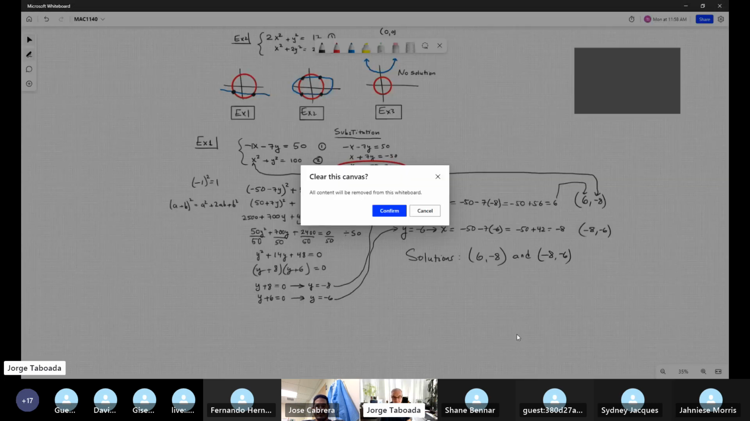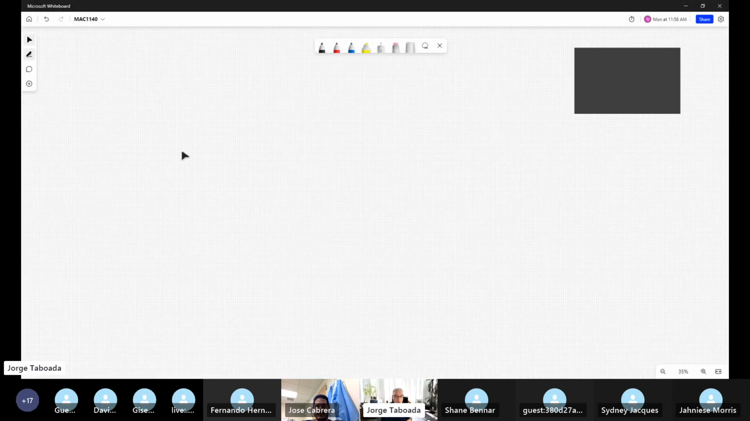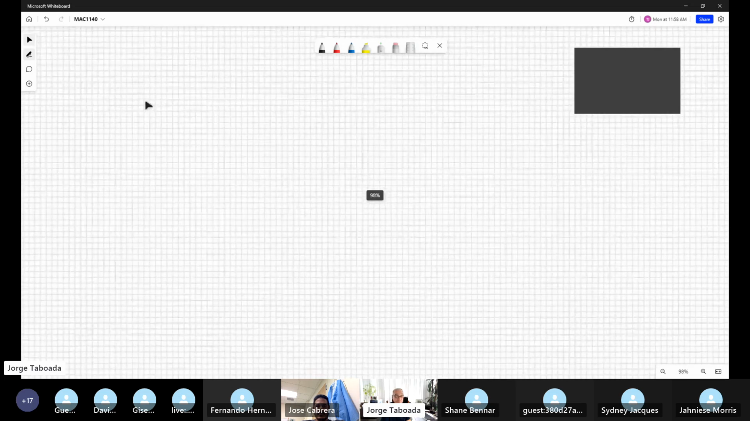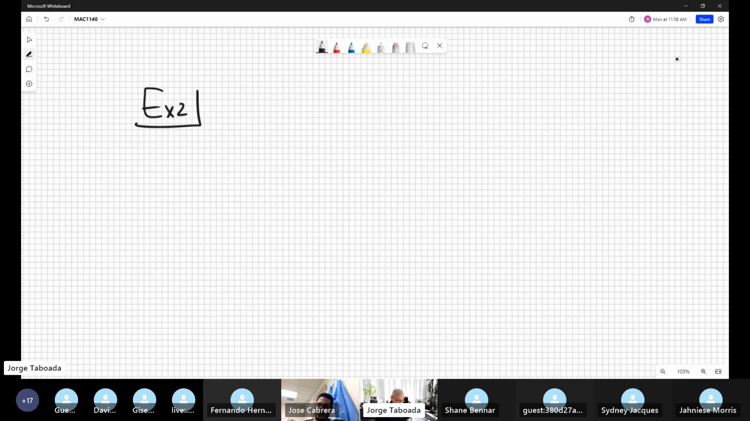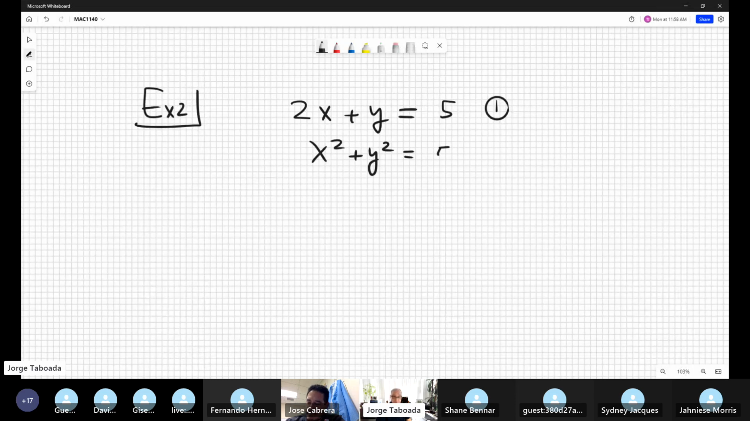Let me erase everything. Start new problem. Very, very similar. Example 2 is different. Example 2 is 2x plus y equals 5. This is my first equation. x squared plus y squared equal 50.